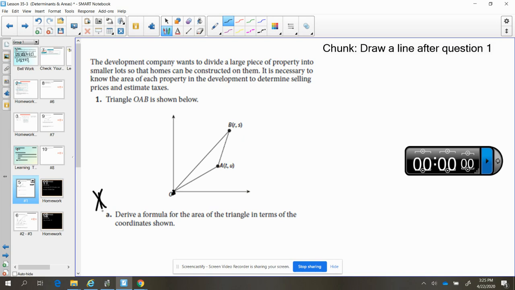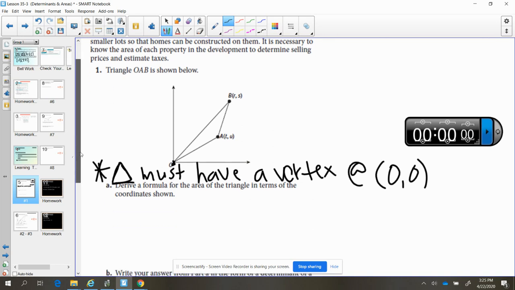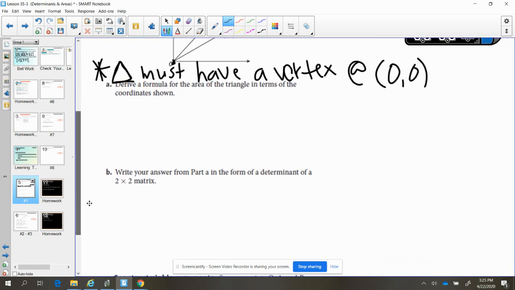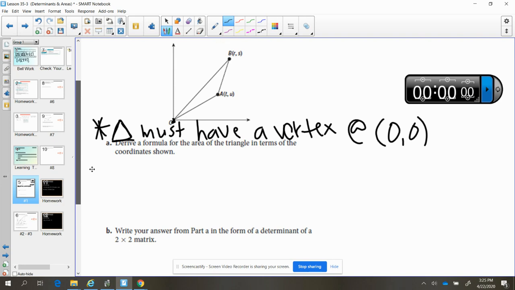This is an extremely important point today, because in order to do these problems, our triangles must have a vertex at the origin, at 0, 0. Otherwise, we cannot solve these problems using a determinant. Why? Reminder, determinants are only found in square matrices, so we need a 2 by 2. If our points are at 0, 0 and 2 other points, we can just ignore the 0, 0 and use these other 2 points instead.